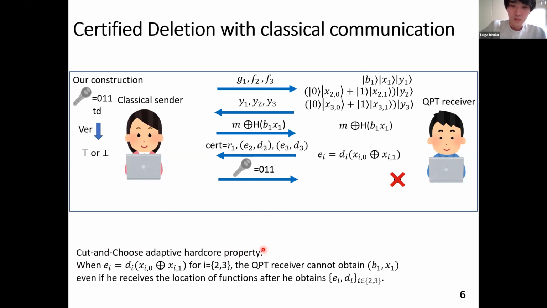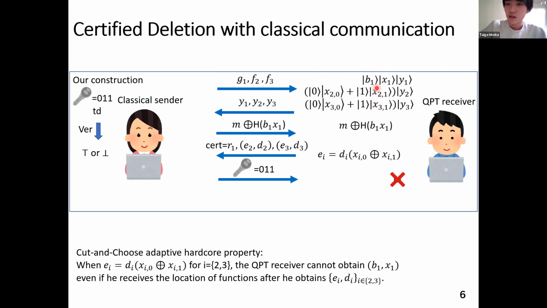Cut and choose adaptive hardcore property intuitively guarantees that when each E and D satisfies this equation, a quantum polynomial time receiver cannot obtain B1 and X1, even if he receives the location of functions after he obtains E and D that satisfy this equation. I explain the intuitive proof of our cut and choose adaptive hardcore property. In order to obtain these E and D, he has to measure these two quantum states in the demand basis. On the other hand, he cannot distinguish these functions. Therefore, in order to obtain these E and D with a high probability, he has to measure all these quantum states in the demand basis.